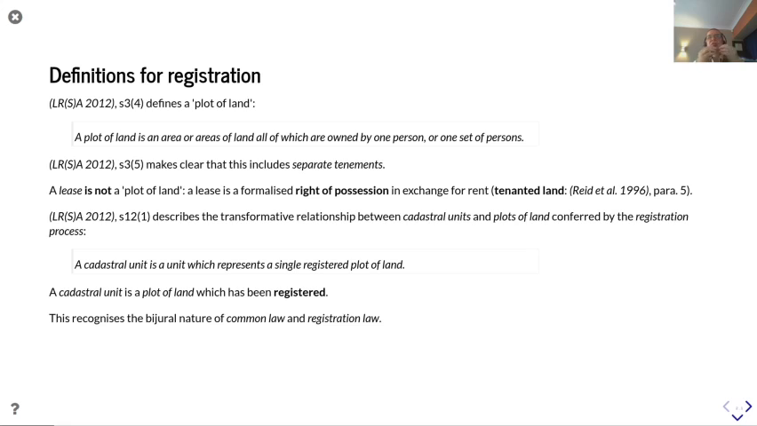And section 12.1 describes the transformative relationship between cadastral units and plots of land conferred by the registration process. So a cadastral unit is a unit which represents a single registered plot of land. So there can be plots of land outside of the registration process, but a registered plot of land is a cadastral unit. So a cadastral unit is a plot of land which has been registered. This recognises the bijural nature of common law and registration law. We'll talk about the bijural nature of laws later on.